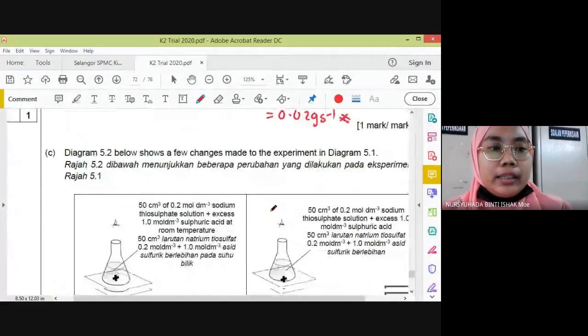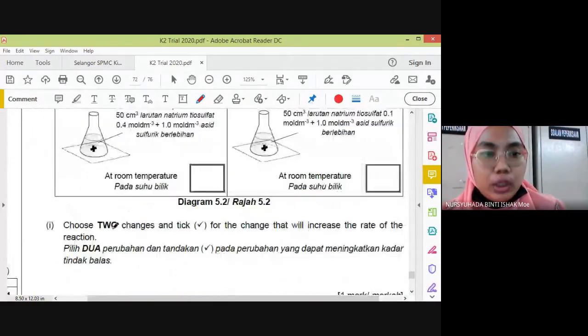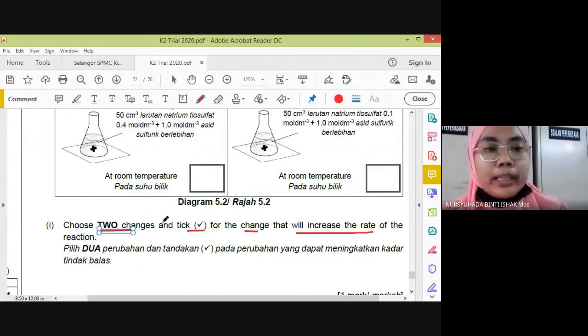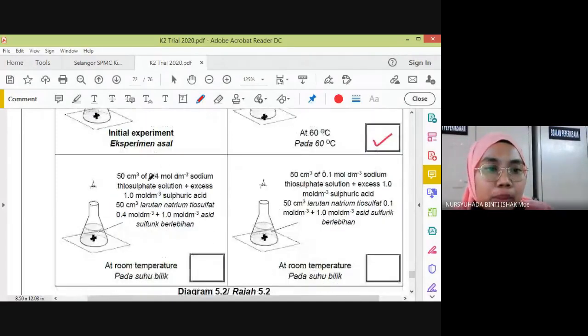Okay, next. Diagram 5.2 shows a few changes for this experiment. Choose 2 changes and tick for the change that increase ROR. So yang mana akan increase ROR? Pertama, mestilah yang higher temperature. Second, yang menggunakan more, yang ada higher concentration. So ni 2 jawapan dia.